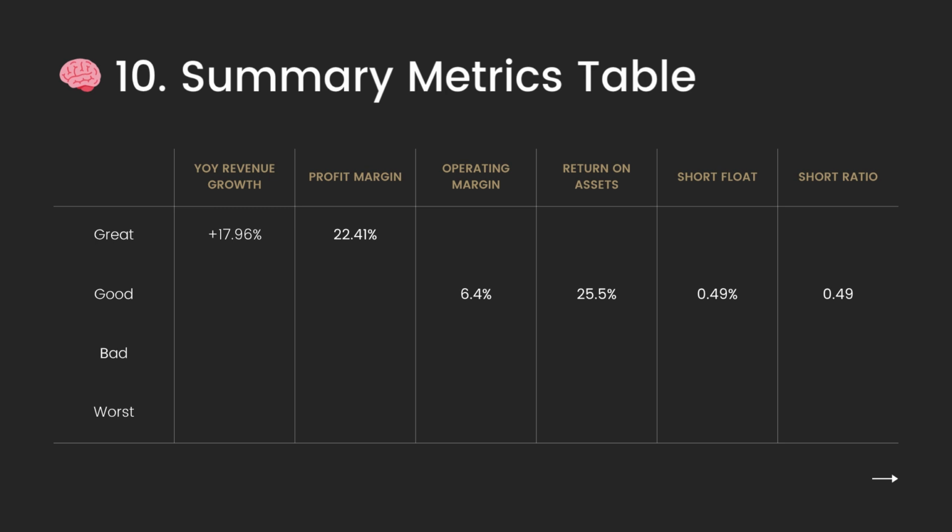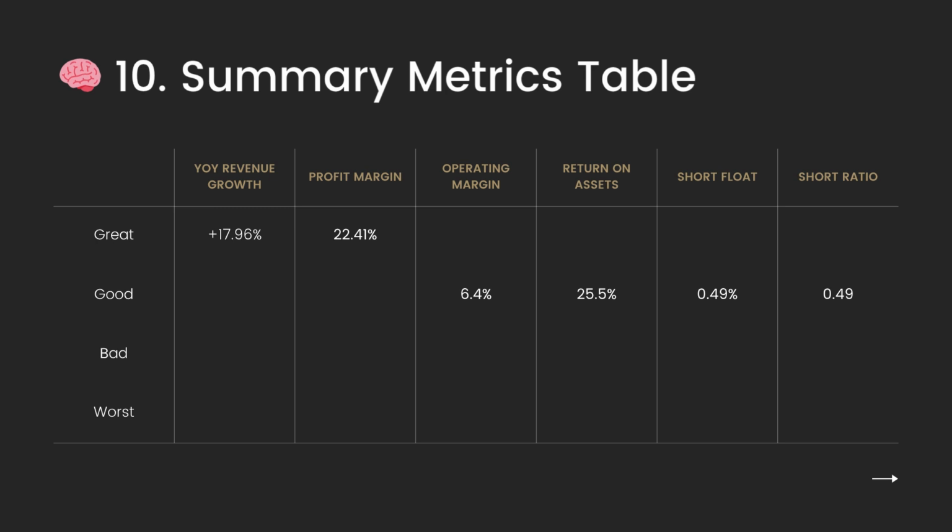I think that's right. Now, in terms of the operating margin, it's at 6.4%. This is not the best in the world, so I feel like there's definitely a lot of room to expand, but it's not terrible. Now, in terms of return on assets, this is pretty damn good. 25.5% is pretty solid. It's a good place to settle your money right now.